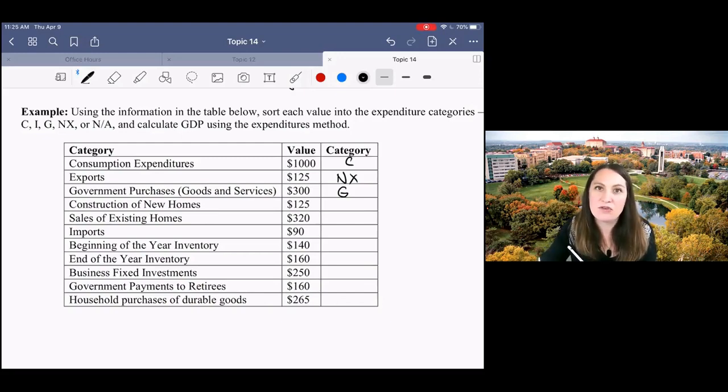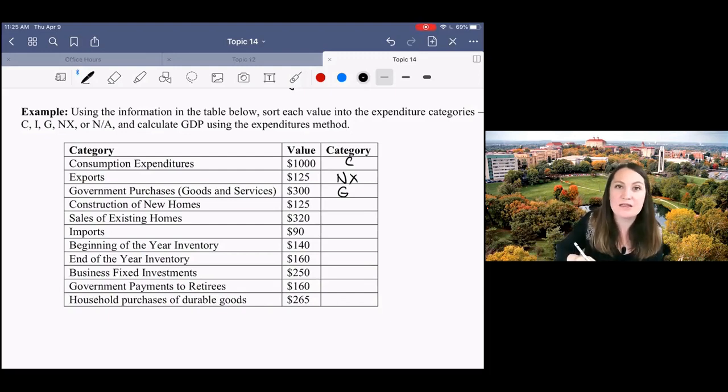So, construction of new homes. Now, these homes are not necessarily sold. A lot of times it takes time for homes to be built and then for those homes to be sold. So this is just construction of new homes, and this is going to go into I, investment spending. Anytime we produce a product but it hasn't been sold yet, or we're investing in our production process, that's going to go into investment spending.